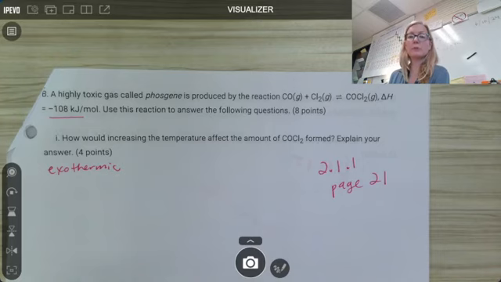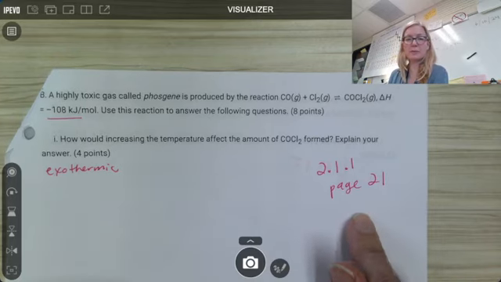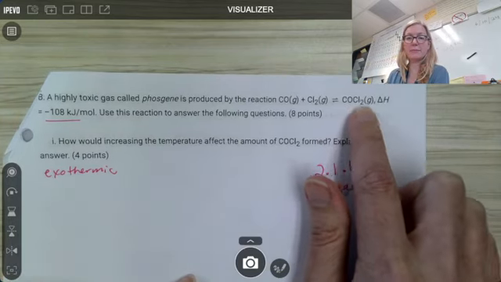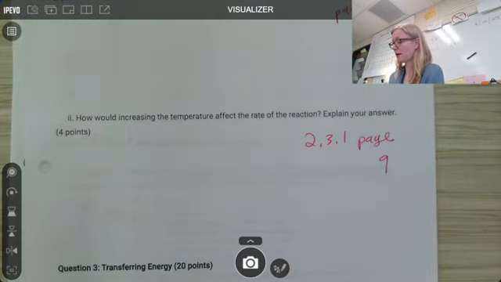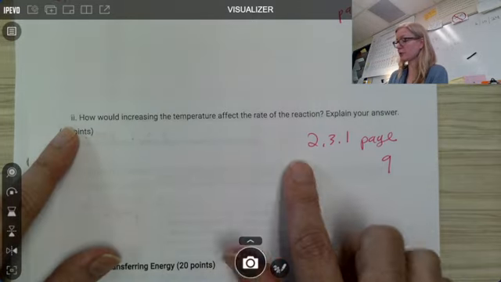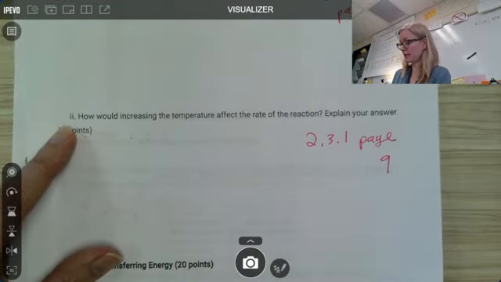So then once you think of heat as a product, you can use what it says on that page to describe how increasing the temperature will affect the amount of product formed. And then for part 2, look at 2.3.1, page 9.